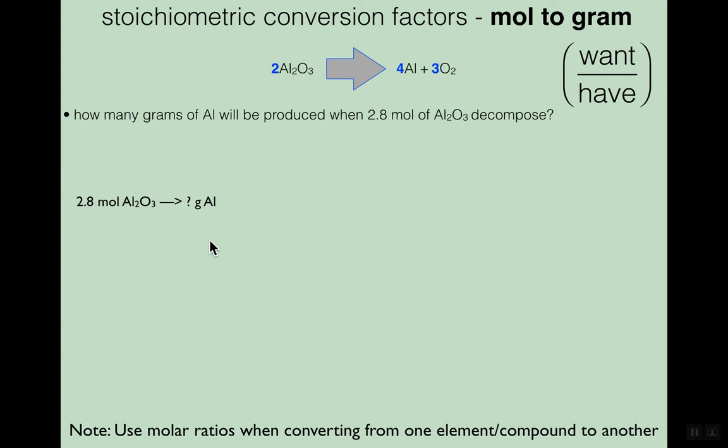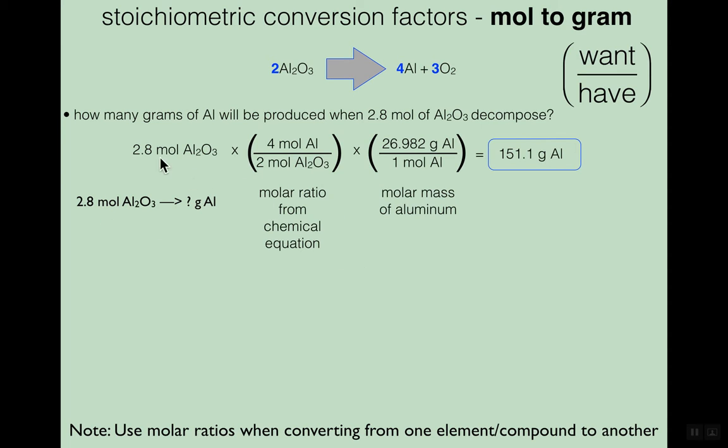The next thing I do is write out what they're giving me, so the 2.8 moles of aluminum oxide. Moles of aluminum oxide has to be on the bottom, because that will cancel out the moles of aluminum oxide. So I need my molar ratio from the chemical equation to help me convert from aluminum oxide to aluminum. It's 2 moles of aluminum oxide, I get that right there, to 4 moles of aluminum, I get that right there.